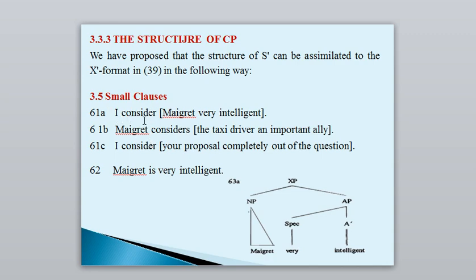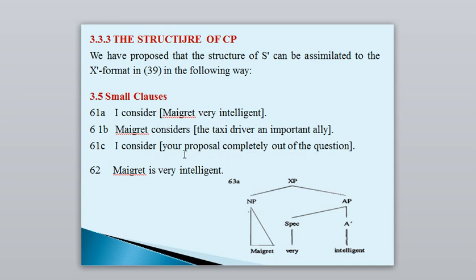The first one, I consider Margaret very intelligent. This is in brackets. This is a small clause: Margaret very intelligent. It consists of an NP and an adjective phrase, and there is no verb here. So we call it a small clause. Or we have another clause, Margaret considers the taxi driver an important ally. Again, we have a small clause in brackets, the taxi driver an important ally. There is no verb here. And the third one, I consider your proposal completely out of the question.